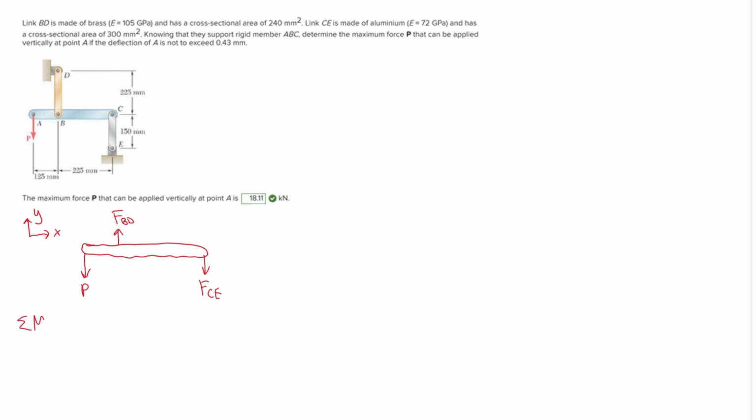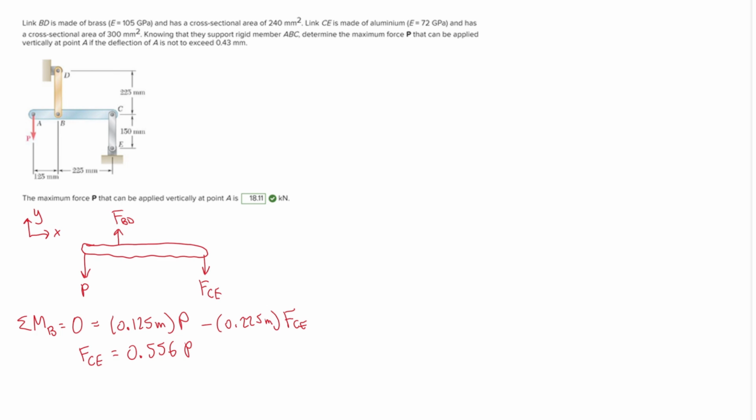So taking the moment at point B, let's do that one first. I'm going to take the sum of moments about point B, which is set equal to 0. And for that, I'm going to be converting these millimeter distances into meters as I do this problem. So we're going to have a 0.125 meter distance times P for that one. And then we're also going to have the FCE there as well, and that's going to be a negative moment, negative 0.225 meters times FCE. And solving for FCE based on this, we get that FCE is equal to 0.556 P.